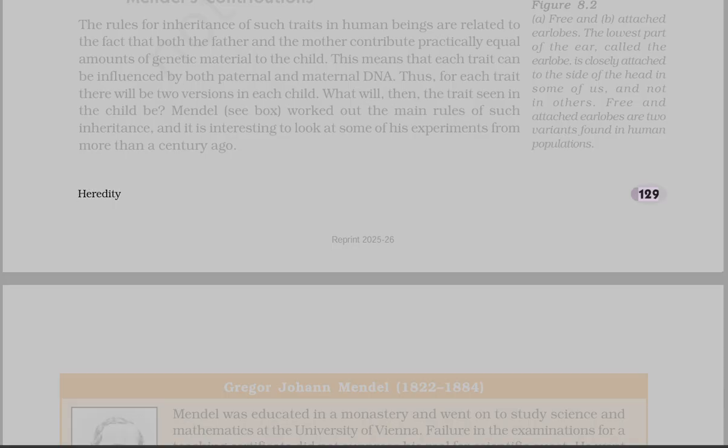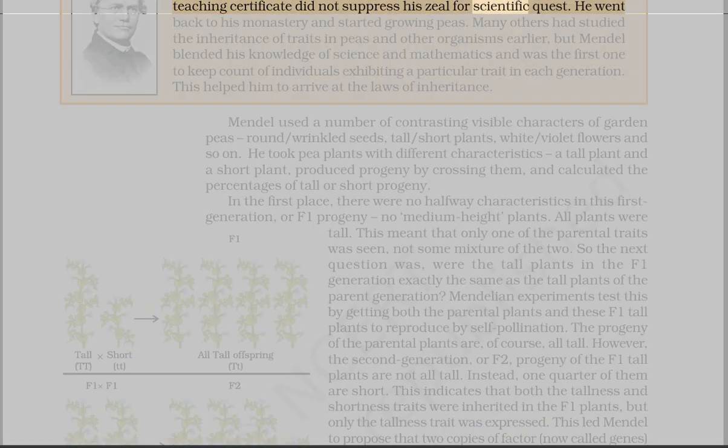Gregor Johann Mendel, 1822-1884. Mendel was educated in a monastery and went on to study science and mathematics at the University of Vienna. Failure in the examinations for a teaching certificate did not suppress his zeal for scientific quest. He went back to his monastery and started growing peas.